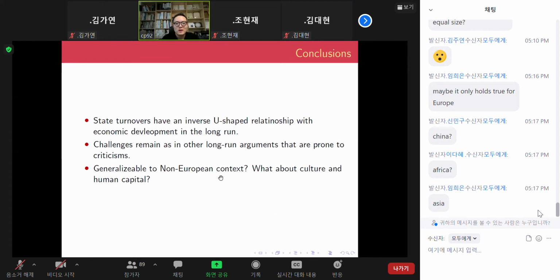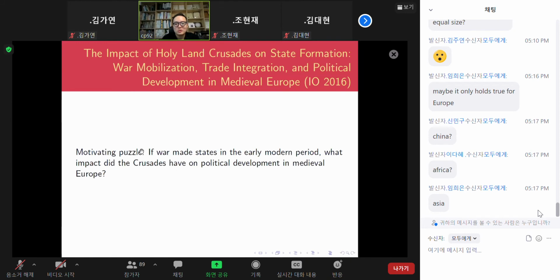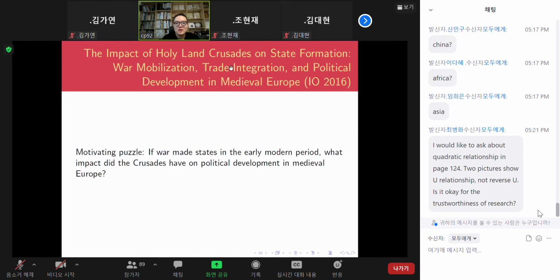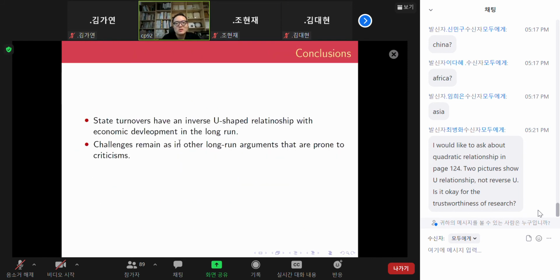Okay. Any other comments or questions about this paper before we move on? Yeah. Let's speak about the quadratic relationship, the U relation. Is it okay for the trust to? Thank you, Chabyama. That's a very good question.